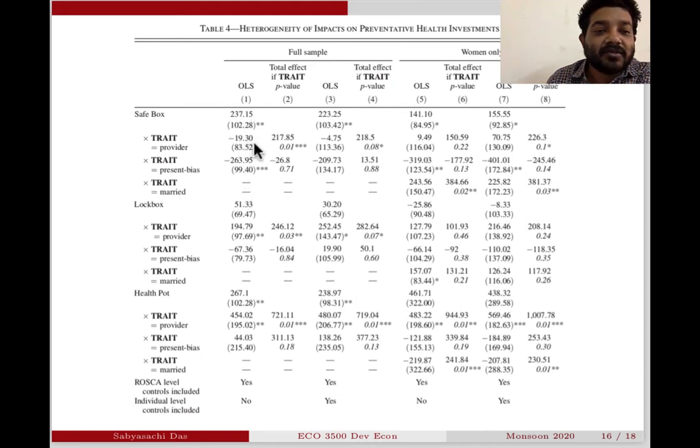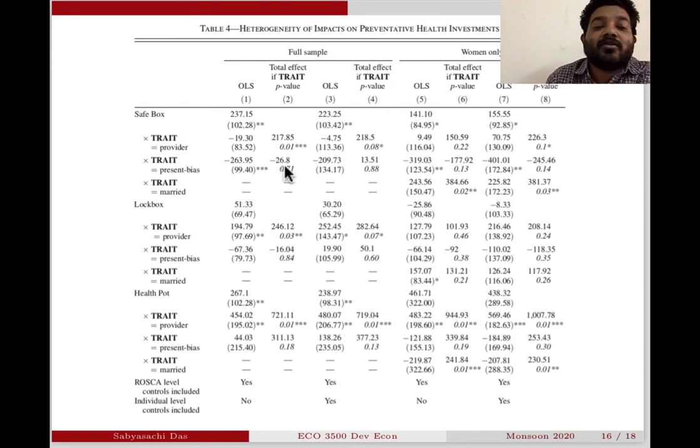So in the OLS, the safe box main treatment is for the people who are neither a provider nor present bias. For them the effect is pretty strong. But for the present bias, you have to add these two. This is an interaction effect. So if you add these two, you basically get zero effect. So this is the total effect for the trait. So the total effect for the present bias people is effectively zero.